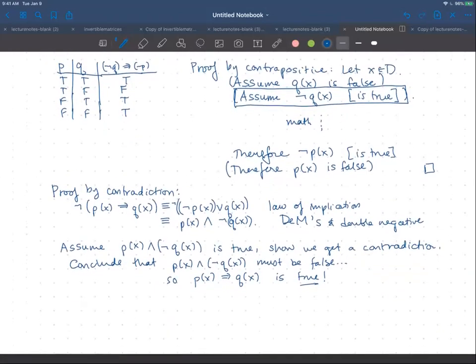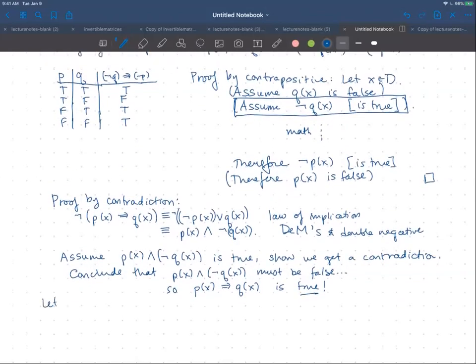So proof by contradiction is going to look like, let X be an element of our domain of discourse. That's so that our propositional functions P of X and Q of X actually make sense. We know what we're talking about, right? You don't want to get a comment from me saying, but what are you actually talking about? It means you haven't told me what your domain of discourse is and what your elements are. We assume P of X and not Q of X is true.